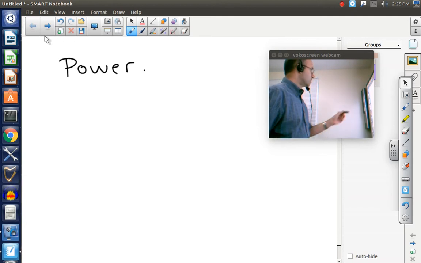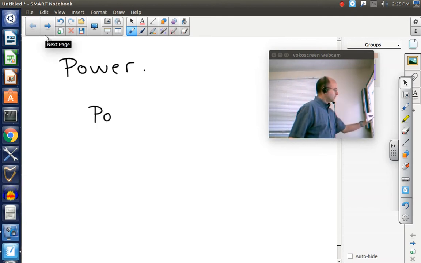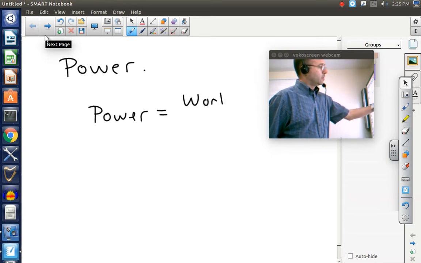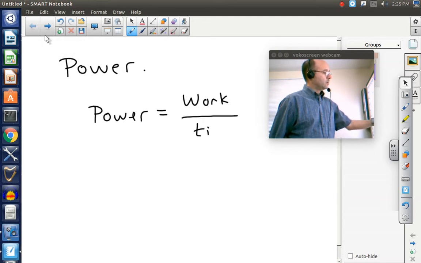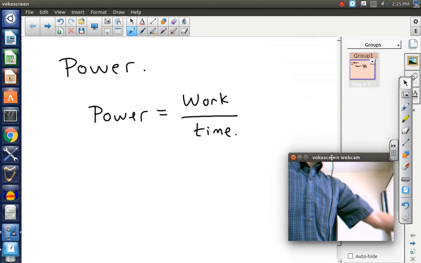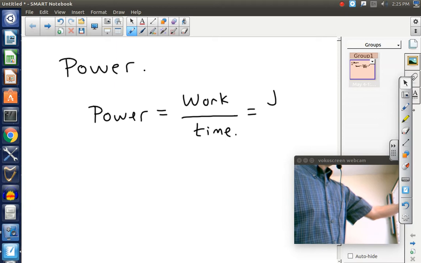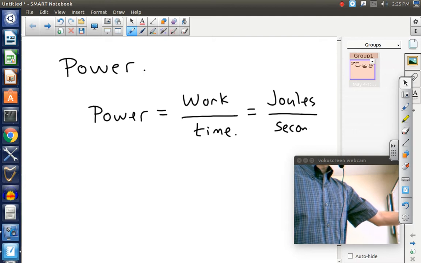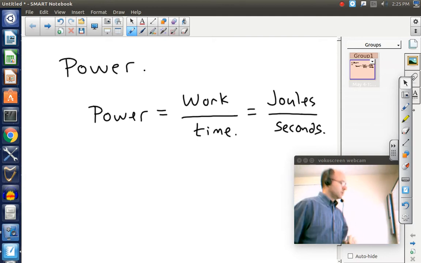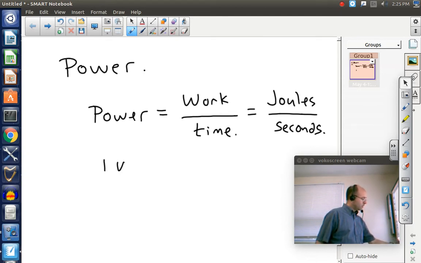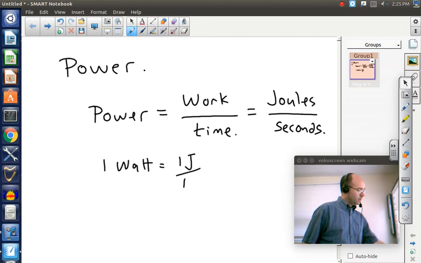Let's give you an equation here. Power is equal to work divided by time. We're going to measure work, or energy, in joules, and we're going to divide this by seconds. We have a different unit for power, that is the watt. So 1 watt equals 1 joule in 1 second.